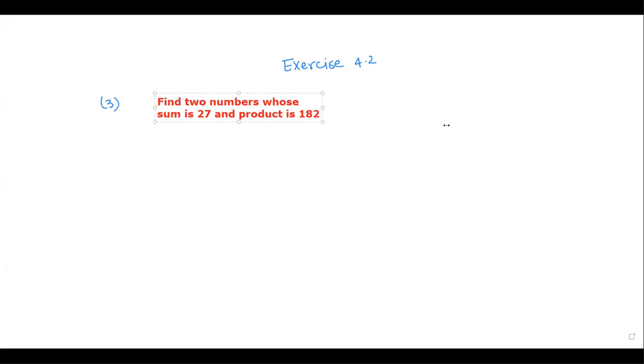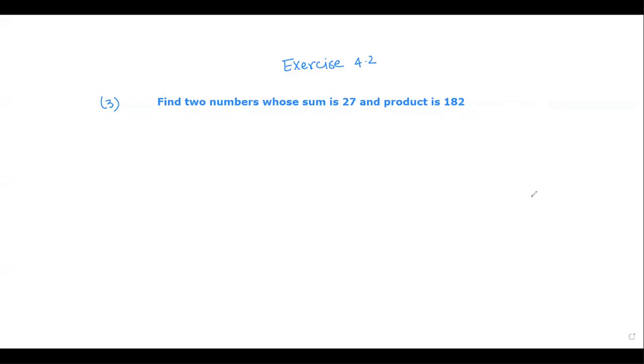So question number 3 of exercise 4.2 is as follows. So you can see we have question number 3. The statement is this. Let us read this statement. It is saying find two numbers whose sum is 27 and product is 182.